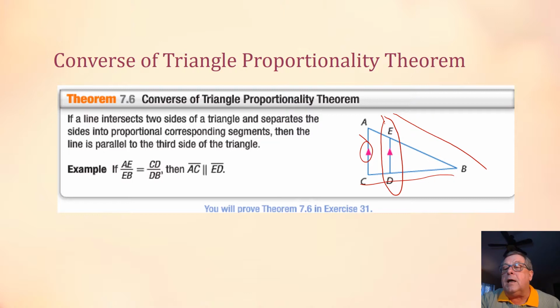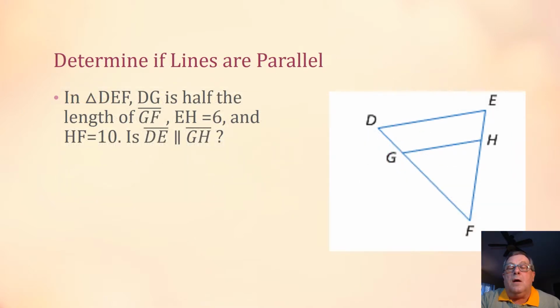So we're going to take a look at one here, and we're going to try to determine if we can prove parallelism. All right, so here we've got a diagram on the right, and we're told that this is triangle DEF. And DG is 1/2 of the length of GF. This doesn't look like it, but this would be 1/2, and this would be 1/2 of whatever that total length is. DG is half the length of GF.